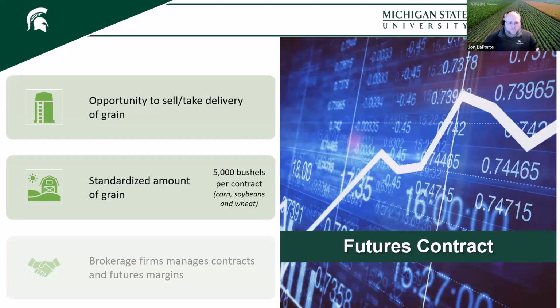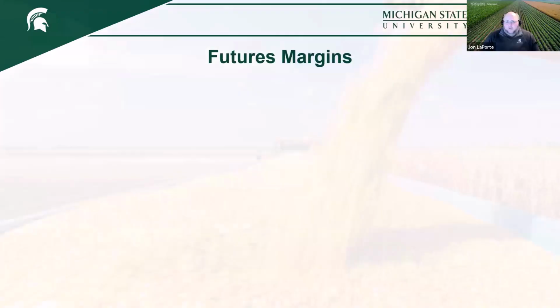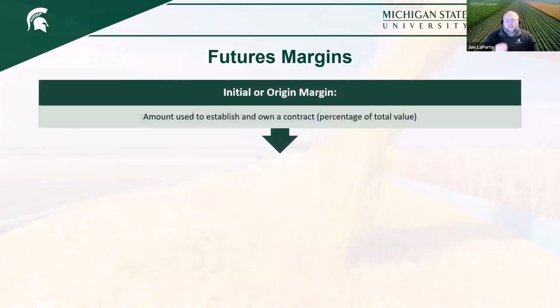And because of the amount of bushels that are on these contracts and the intricacies that we're going to walk through in some of these terms, there are a lot of brokerage firms that actually manage these contracts and these things called futures margins. And so you're going to be working with them to manage these contracts. And there's also a lot of money that's going to be changing hands for some farms. So let's talk about what these futures margins are and get you introduced to some of the inner workings on these contracts. The first thing is to understand what's called an initial or the origin margin.